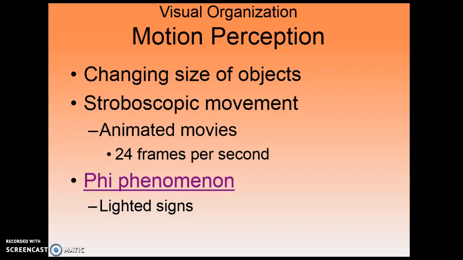When two adjacent stationary lights blink on and off in quick succession, we perceive a single light moving back and forth between them. Lighted signs exploit this phi phenomenon, it's called, with a succession of lights that creates the impression of a moving arrow.